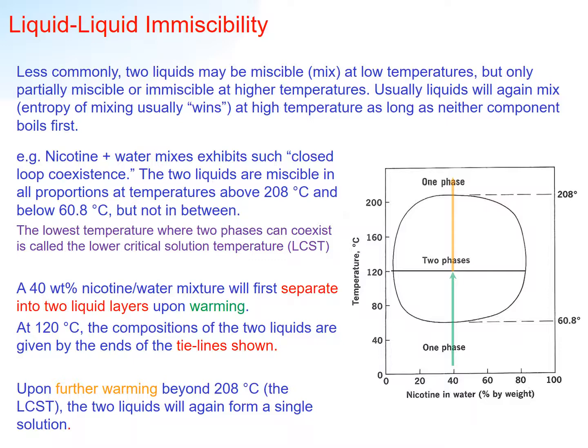So the lowest temperature where the two phases can coexist just before they mix into a single phase is called the lower critical solution temperature. So if I take a 48% nicotine water mixture, warm it up to 60.8 degrees, it will separate into two layers. Heating it to 120 degrees, those two layers will have the compositions determined by the ends of that tie line, where the tie line crosses the two phase boundaries, and then upon further warming they mix again to form a single solution.